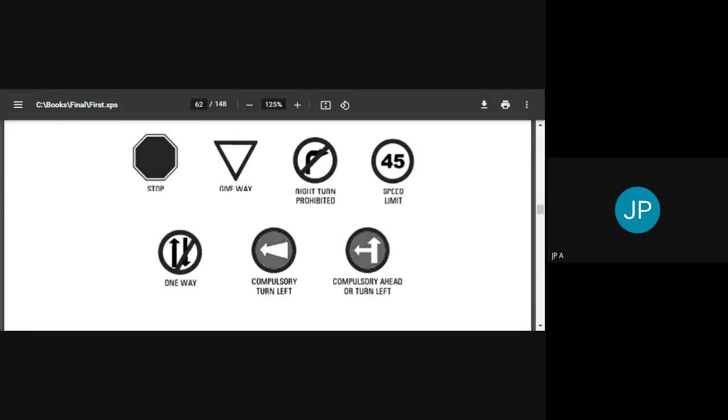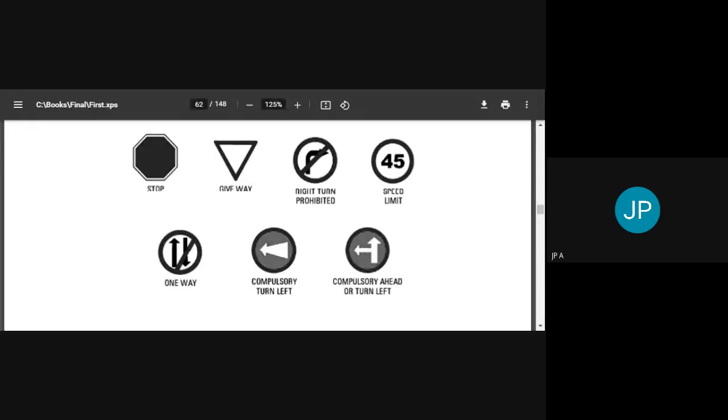So the next one is that this is a one way and you should not come in the opposite direction. The fifth sign, it's a compulsory to left. So it says that if I write the complete sentence, yes, Shreya, you must compulsorily turn. This is the next one. You must compulsorily turn left.